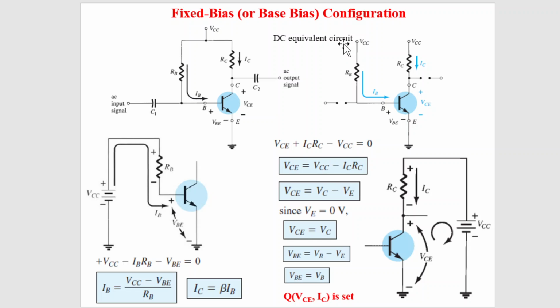If you see, this is plus VCC, and this is an NPN transistor. So the base should be connected with the positive terminal of the battery, and the emitter should be negative with respect to the base. So obviously, if you see here, the base emitter junction is in forward bias. That means the condition is satisfied.